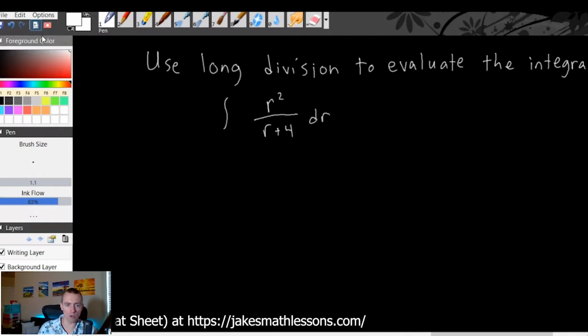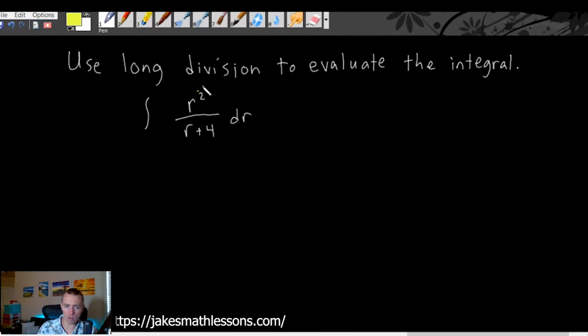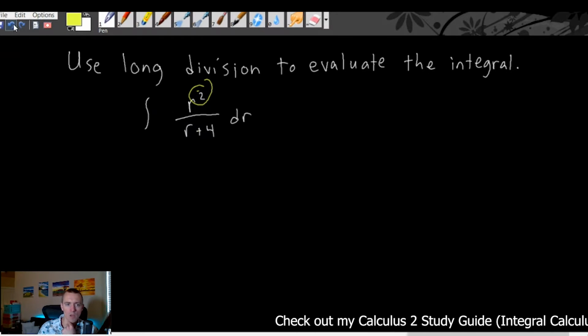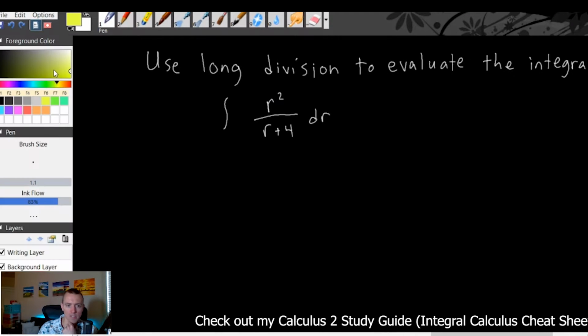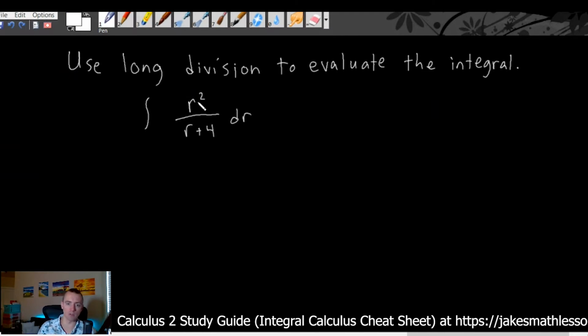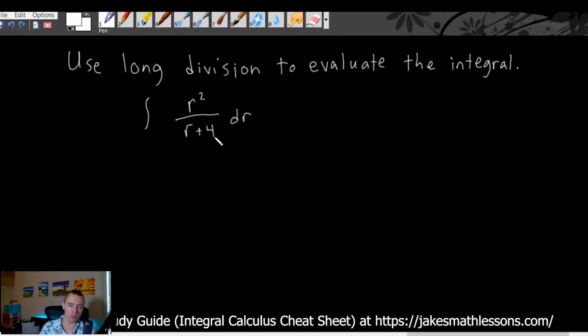The degree of our numerator, the highest power of our variable on the top, is 2, and the highest power of the variable on the bottom is 1. So the degree of the numerator is greater than or equal to the degree of the denominator. That is a pretty big hint that we're going to need to do long division. If the degree on the bottom is bigger, you don't need to. If the degree on the top is bigger, or if they're the same, you're going to need to do long division. Obviously, this problem makes it more obvious by telling us to use long division to evaluate the integral, but we could easily figure that out just by looking at the degree of the polynomial on the top and the bottom.